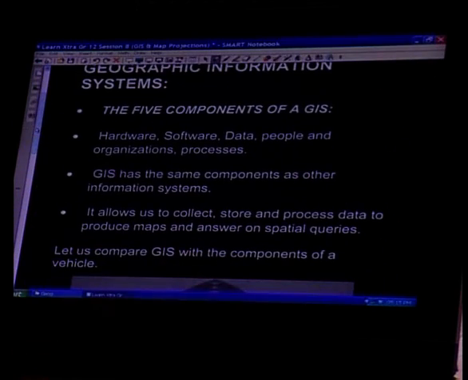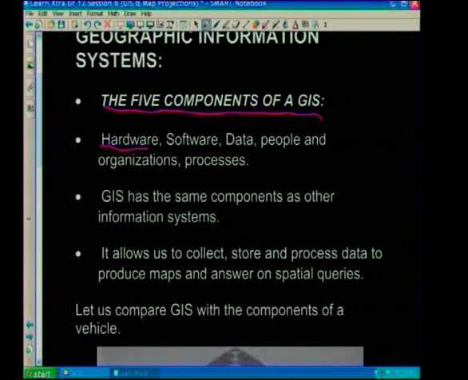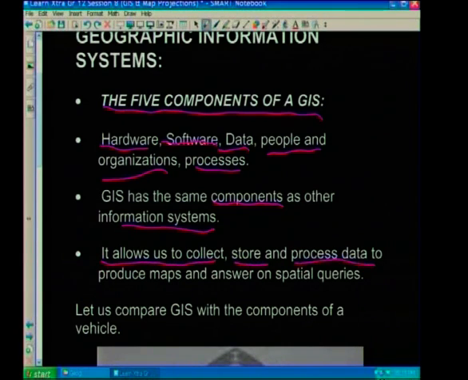All right. Now, GIS basically has 5 components: the hardware, as it was found in that comprehensive definition, the software, the data, people and organizations, and processes. Okay? GIS has the same components as other information systems, as I will show you now. It allows us to collect, store and process data to produce maps and answer spatial queries, to answer certain investigations. And we even produce our maps when we collect all the different data such as roads, railway lines, vegetation cover, gradient, landscape. All these things we can get, and we actually layer them, put them all together, and we have a map.